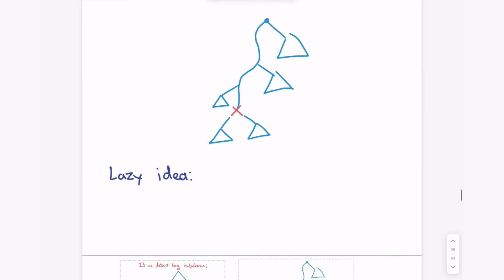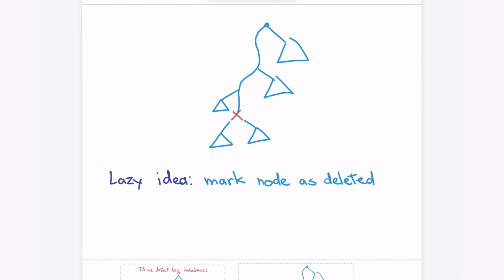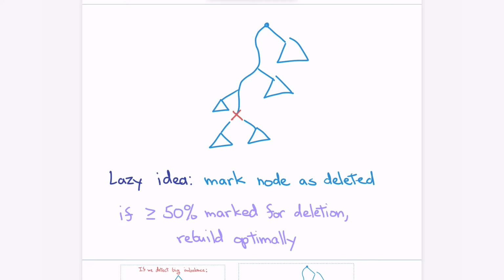Yeah. So this is what we're going to do instead. If you're going to delete a node, I'll just mark it as deleted. Just set a Boolean flag. From now on, when I search for it, I'll go right by. I'll continue to use the key to decide left or right, but I won't return it if I'm looking for that key. Okay. And then if at least half the nodes in the tree are marked for deletion, then I'll rebuild the whole thing. So if you have n nodes in your tree, at least n over 2 are real keys.